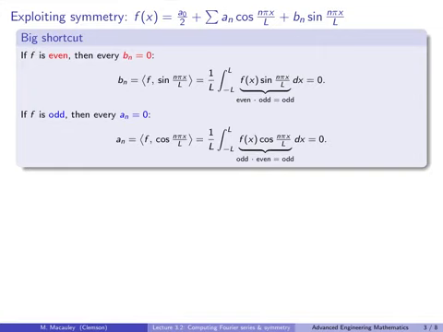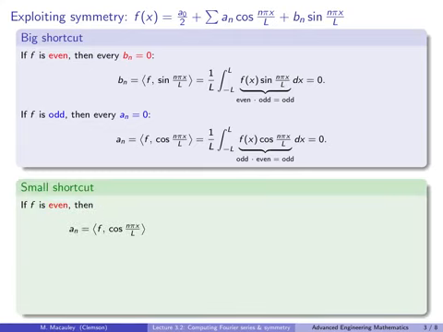We get 0. So I call this a big shortcut because if we know that f is even or f is odd, then we don't even have to compute one of these integrals. We know that either an or bn is going to be 0. Here's a smaller shortcut. This isn't necessary, but it sometimes makes things easier. So if f is even, then we know that the bn's are equal to 0, but I claim we have a simpler formula for the an's.